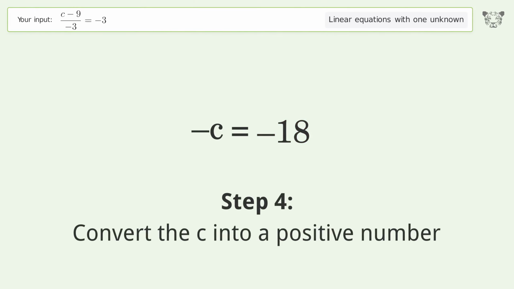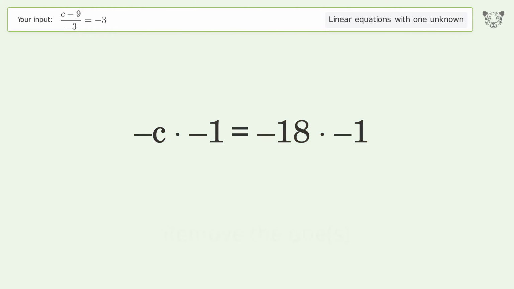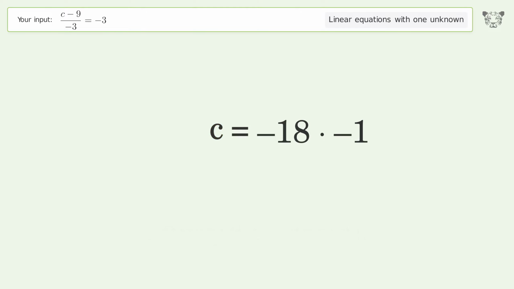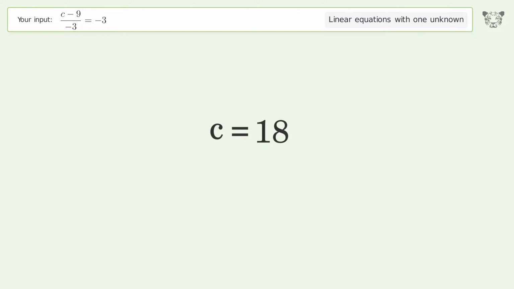Convert the c into a positive number. Multiply both sides by -1. Remove the ones. Simplify the arithmetic. And so the final result is c equals 18.